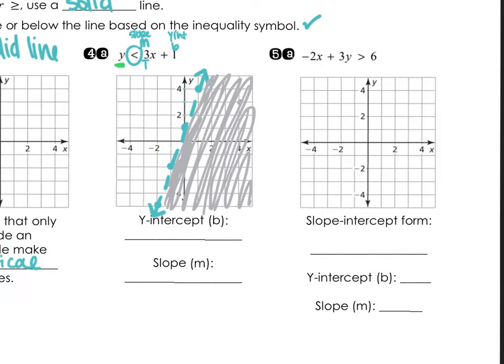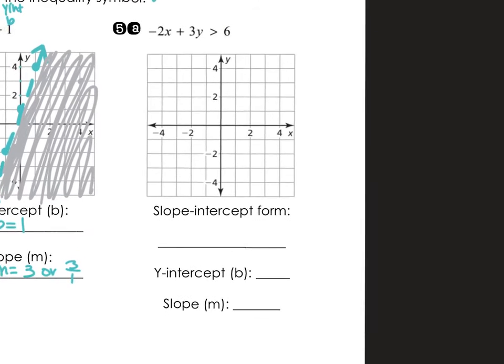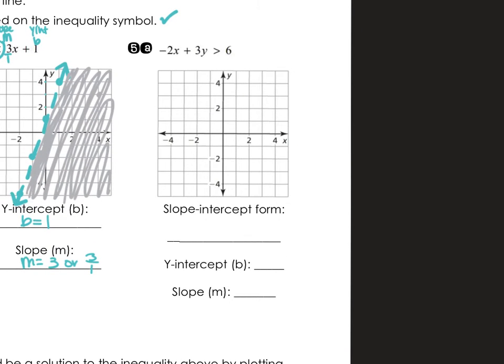All right, so in this case, our B, which we already kind of did, I just didn't write down here, B was 1, and M was 3, or 3 over 1. Okay, and then 5A. So this one is not in slope-intercept form, so I have to write it in that form first. So I'm going to write this off to the side.